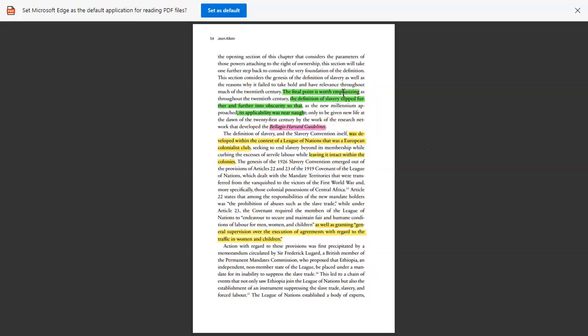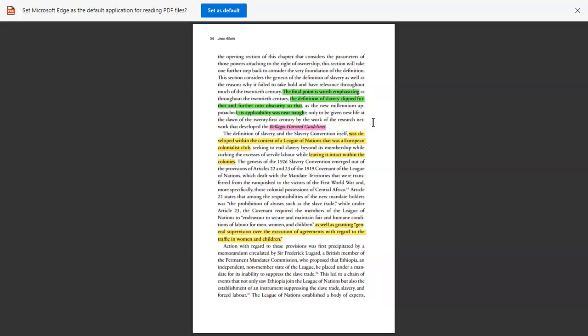So the final point is worth emphasizing. The definition of slavery slipped further and further into obscurity so that its applicability was near naught. So there was a period where it was taken out of the limelight, and nobody considered it in any way whatsoever, and the applicability of the situation was pretty much nil. But that's not the case anymore, and I would think that even the fact that it's being brought to your attention in this clip shows that it must be some concern beyond nil. And so that's, again, back to the Bellagio-Harvard Guidelines.